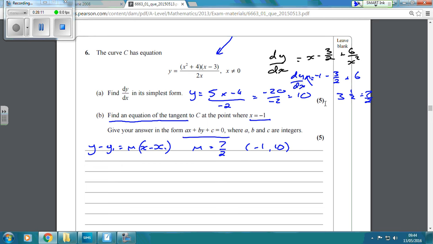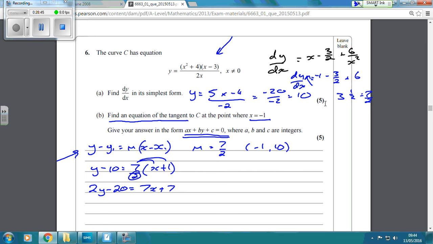So if we then use this here, we've got y minus y1. y1 is 10 equals m, which is 7 over 2, x minus x1, so that's x minus minus 1, so that's going to be x plus 1. Now when we've got a fraction and it wants it in the form ax plus by plus c equals 0, we get rid of this divided by 2 by multiplying the other side by 2, and then we're going to multiply out the brackets. So if we bring the 2 up, that's going to be 2y minus 20 equals 7x plus 7.